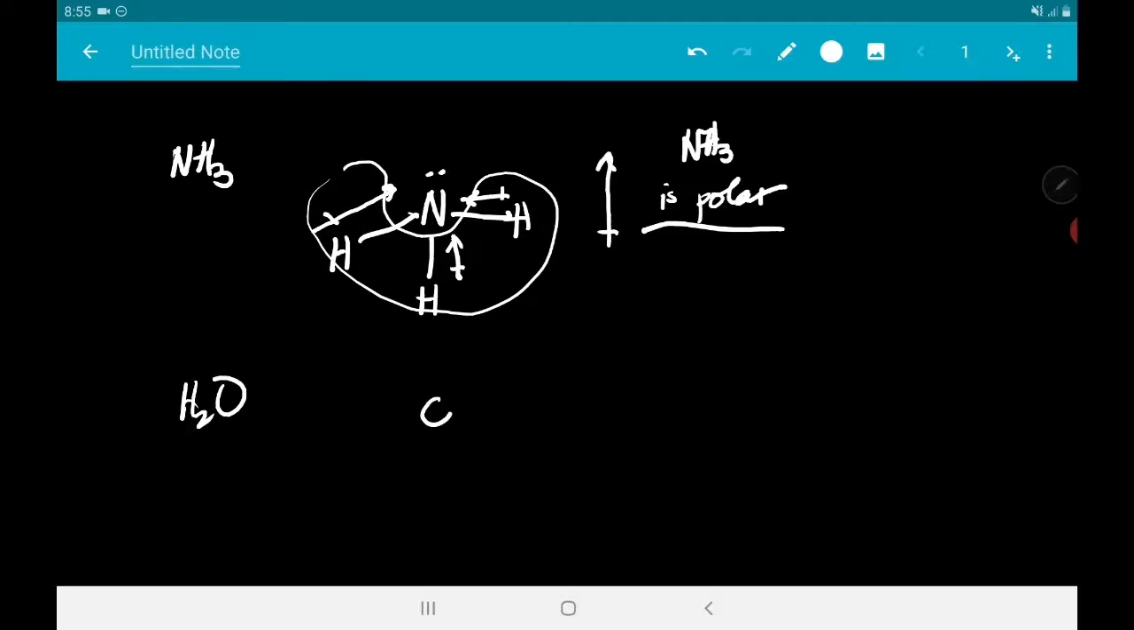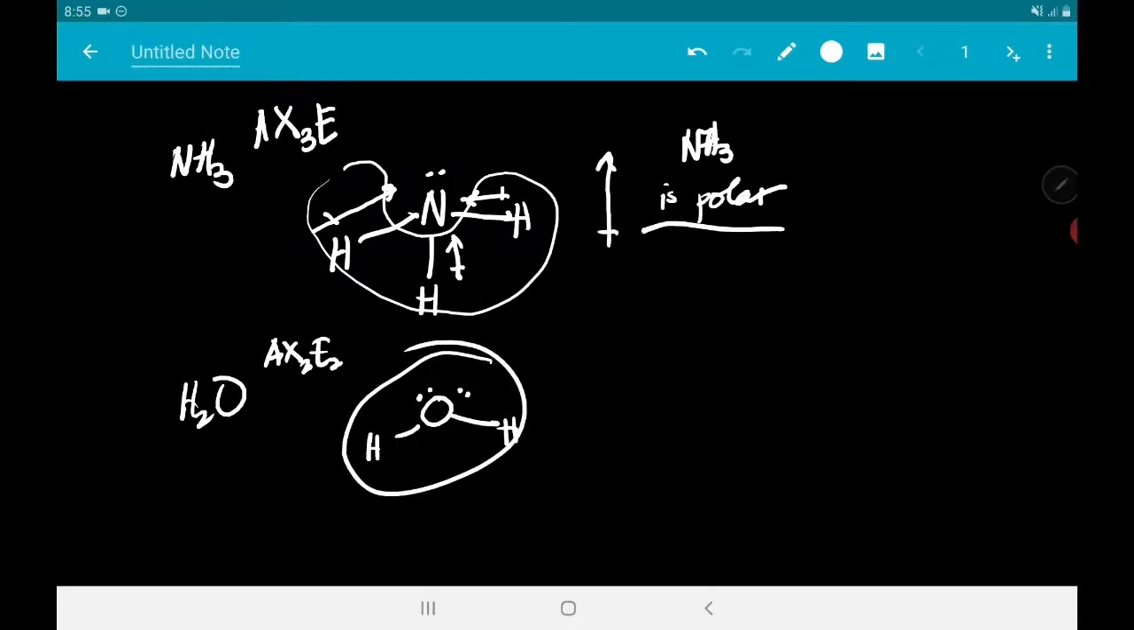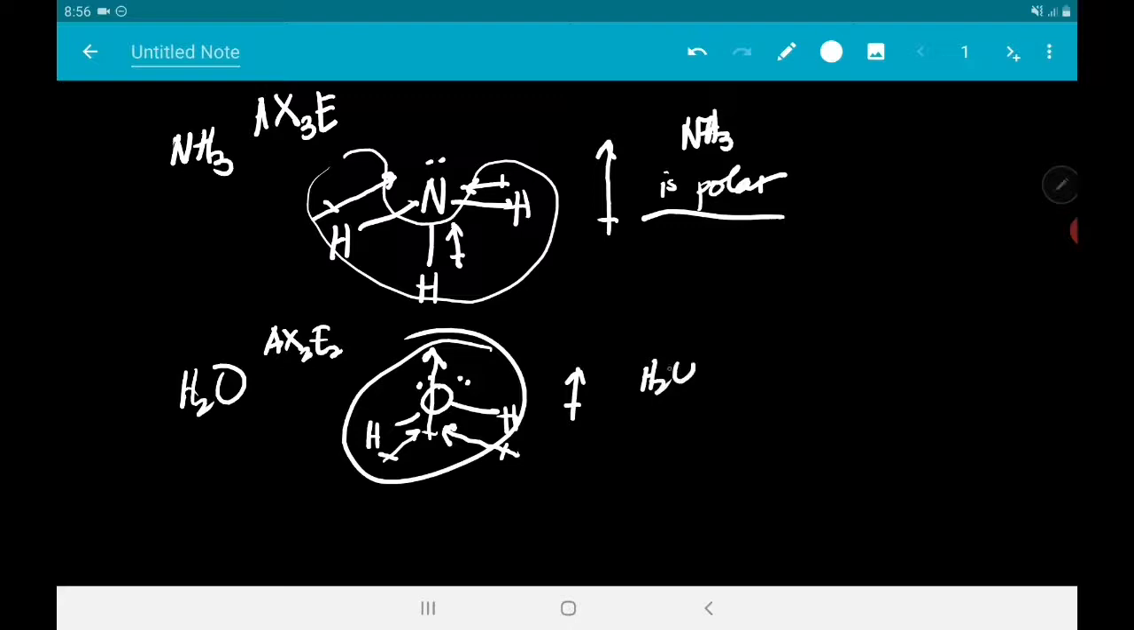So, another example is H2O. So, H2O is a bent molecule kasi this is an AX2E2. Diba? NH3 is an AX3E. So, AX2E2, si water. Okay? Again, sulat natin yung mga dipoles. Ganyan. And the dipole moment becomes right here. So, kapag vector addition yan, ganyan yung mangyayari. Dipole moment. So, H2O is polar.